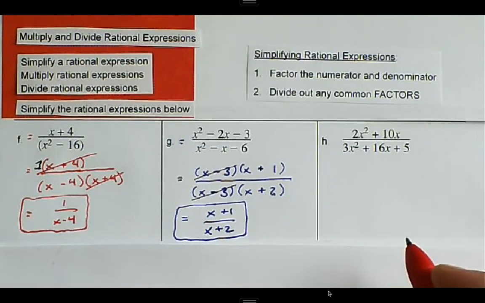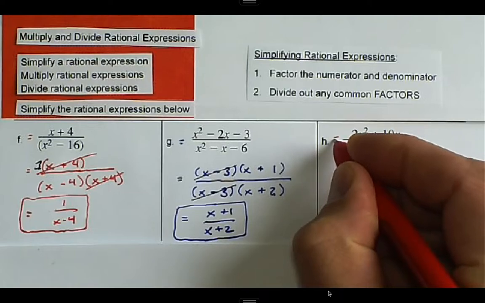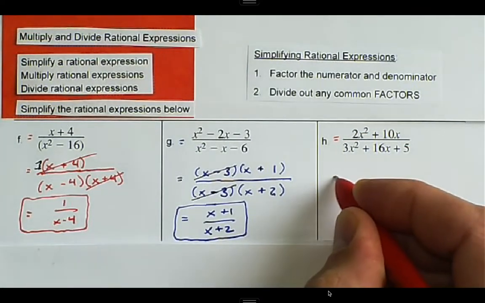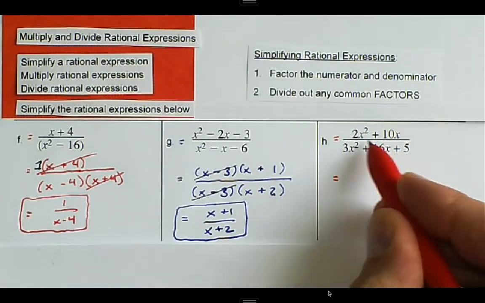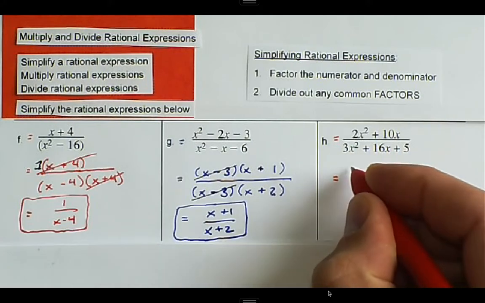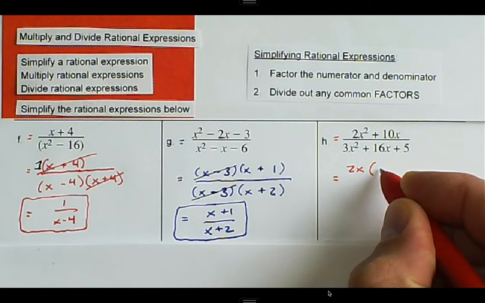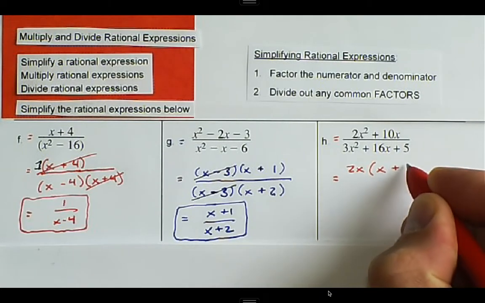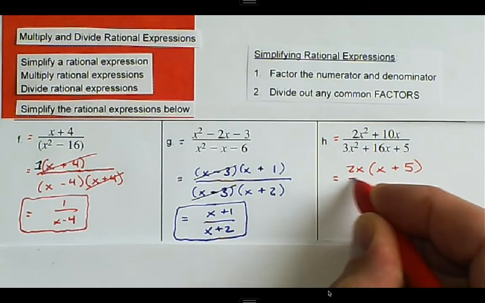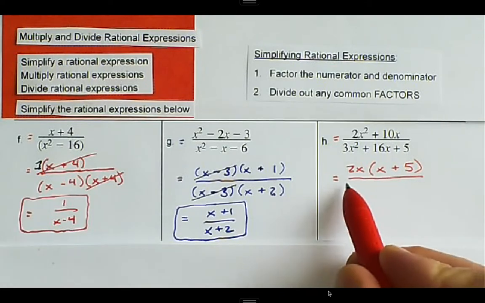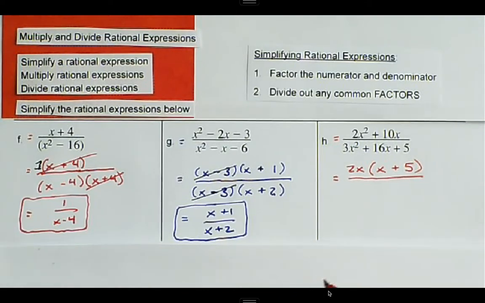Now, this next one over here, example H, again, we have to do some factoring. And in the numerator, both terms have an x, and both terms are divisible by 2. So we can factor out a 2x. And what that's going to leave us is x plus 5. So in the numerator, we have two factors. We have a 2x term, and then we have an x plus 5 term.